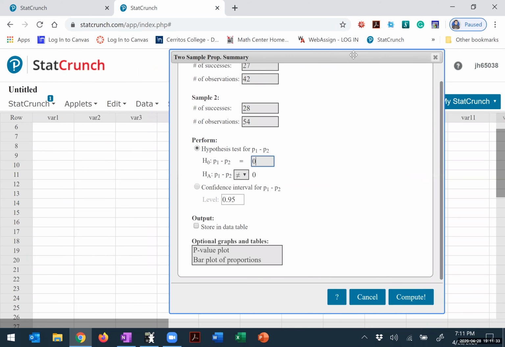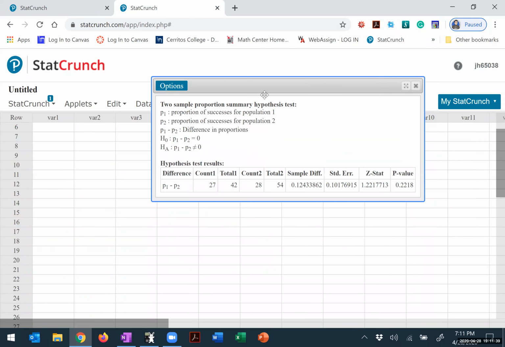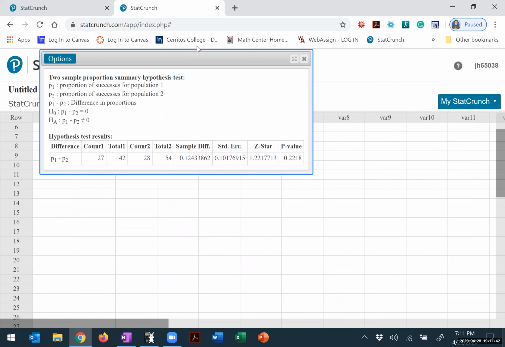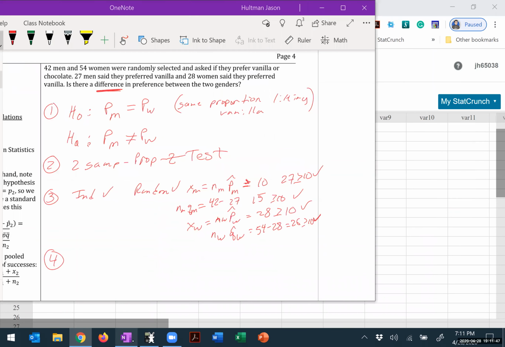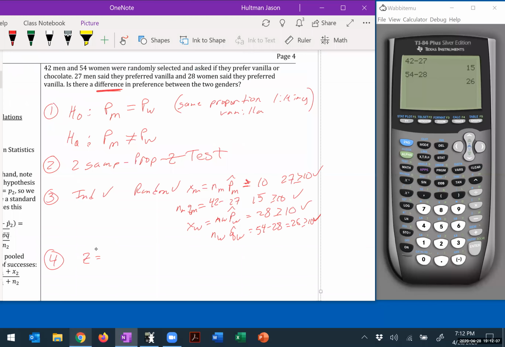Move this over so I can actually compute it. I'm going to click compute, and it tells me that I get a z-score and a p-value. I get a z-score of 1.22 and a p-value of 0.2218.